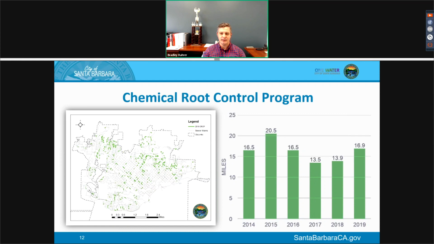once it's been treated at least 2 times. So in 2019, we chemically root treated 16.9 miles of our system. And the map on the left-hand side shows you the distribution throughout the city. We typically apply this in easements up in the Riviera, up in the San Roque area, where there are a lot more trees and a lot more overgrowth over the sewer mains. And so this, we believe, is a successful program that will continue as much as we can in future years. And it complements our existing accelerated root control program nicely.